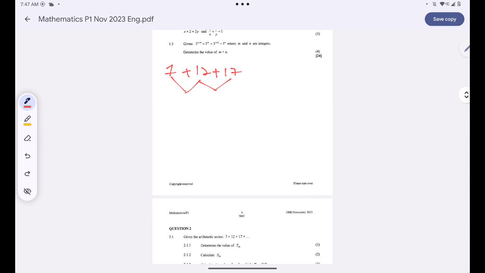How do I get my first difference? I'll simply say t2 minus t1. This will give me 5. Then t3 minus t2 will also give me 5. So my common difference is 5.